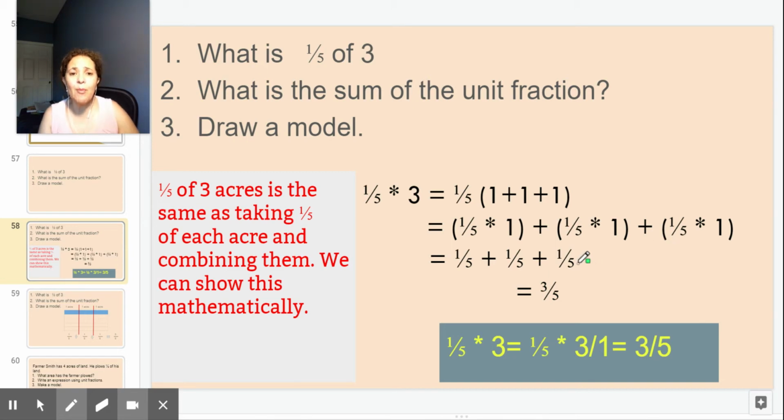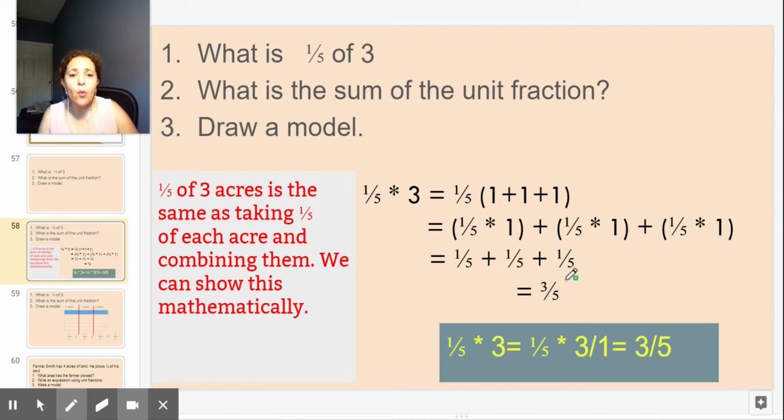So the sum of the unit fractions is what I'm doing: I'm taking a fifth plus a fifth plus a fifth because I have 3 in total, but I'm only taking a fifth of each one of those 3. So it's 1/5 plus 1/5 plus 1/5, which equals 3/5.